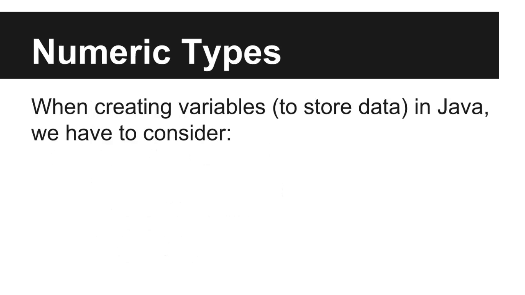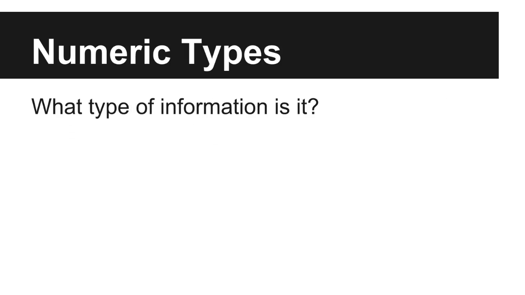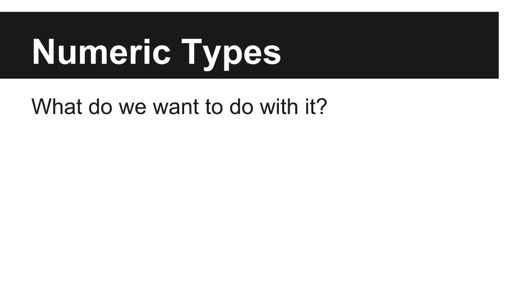So when we're creating variables with which to store data, there are some things that we have to consider. We need to consider what type of information we've got. Is it a number? Is it text? Is it something else? Is it something more complicated than perhaps that? We need to consider what we want to do with our data. So is this a social security number where we're probably not going to do math to it? Is it an ISBN where we check validity by doing math to it?